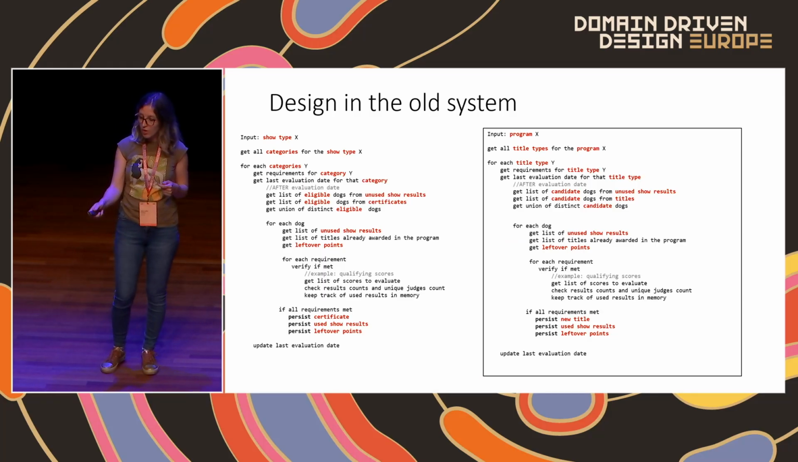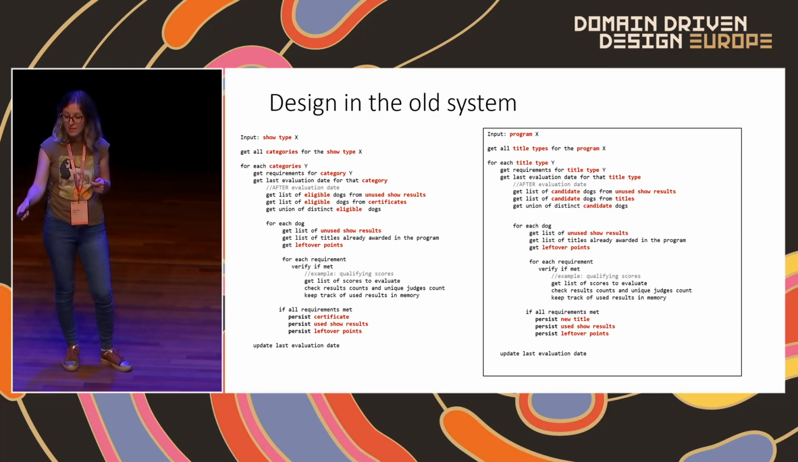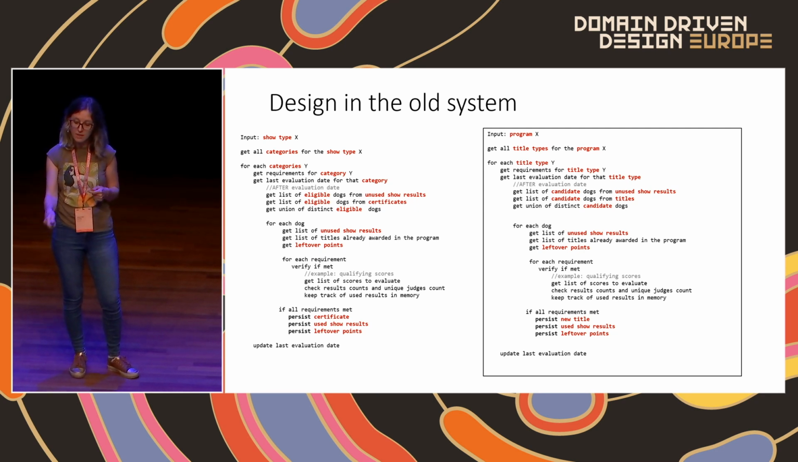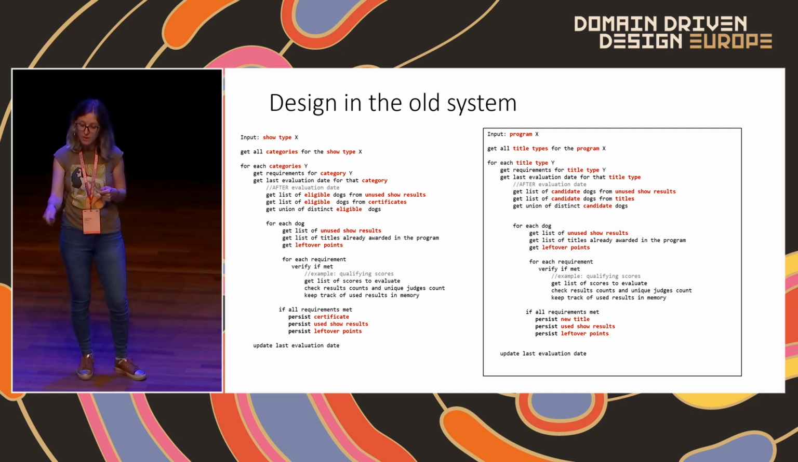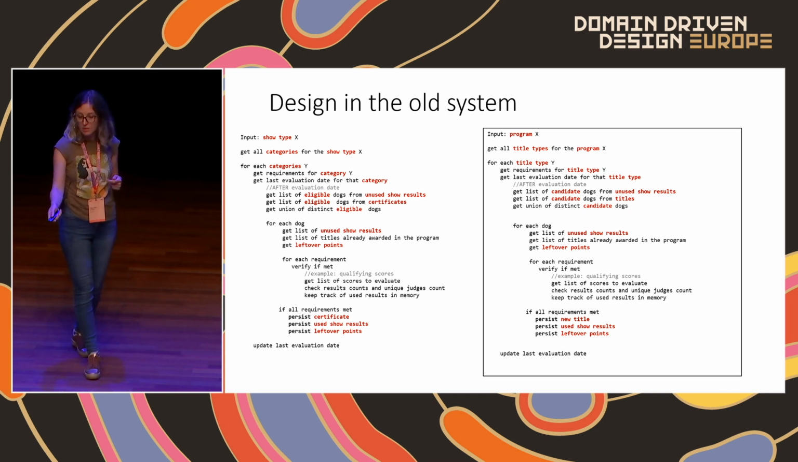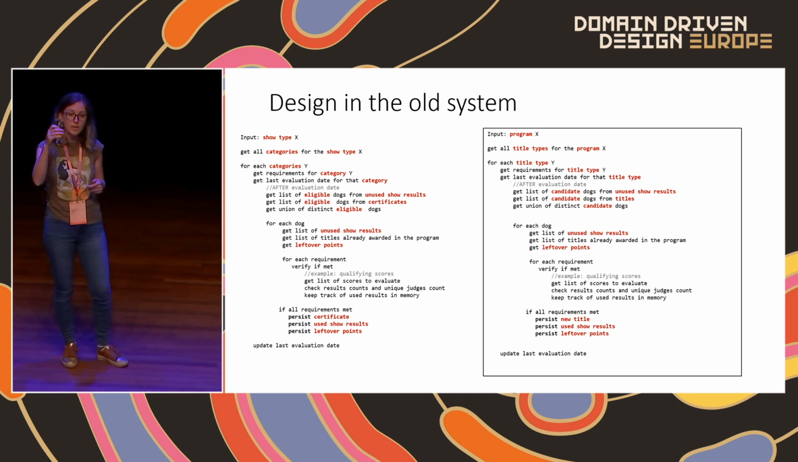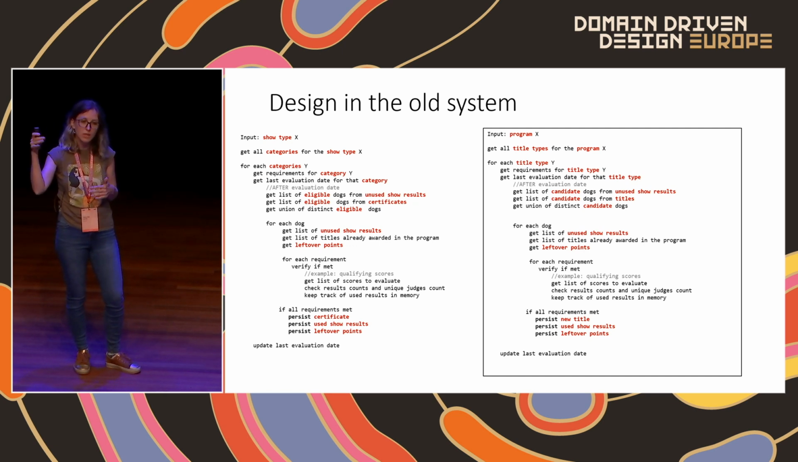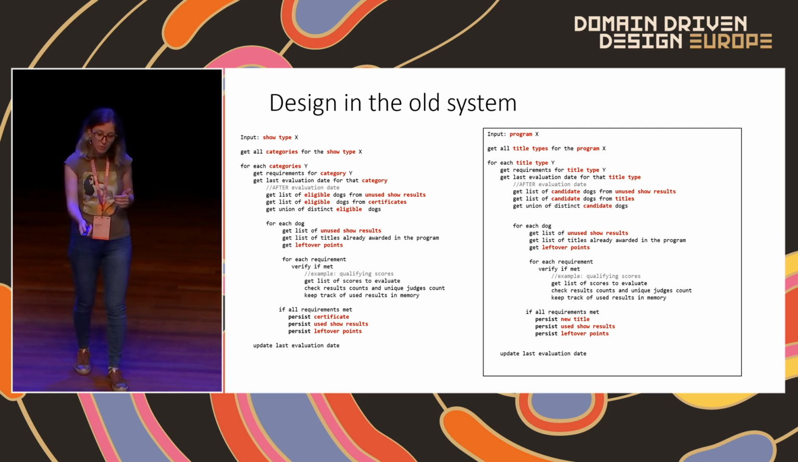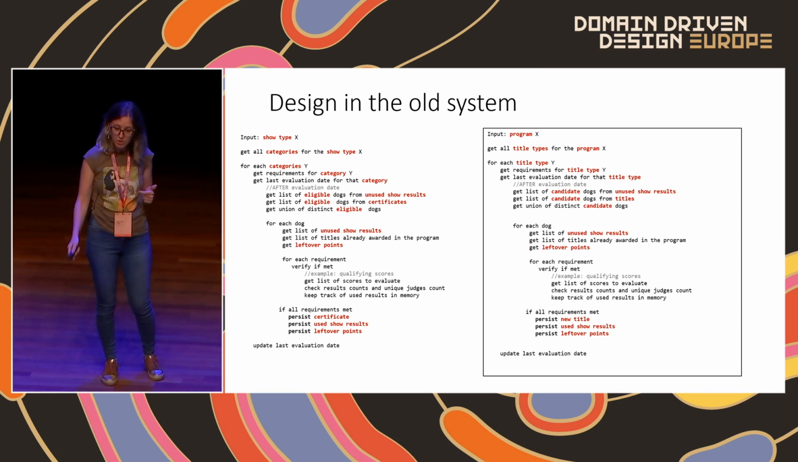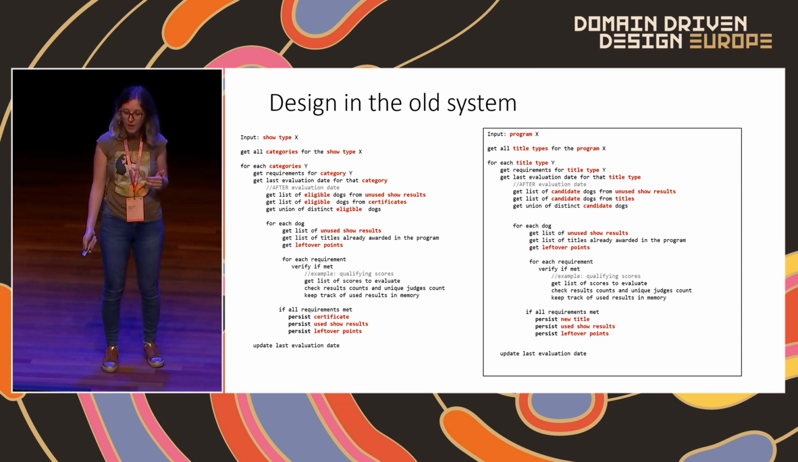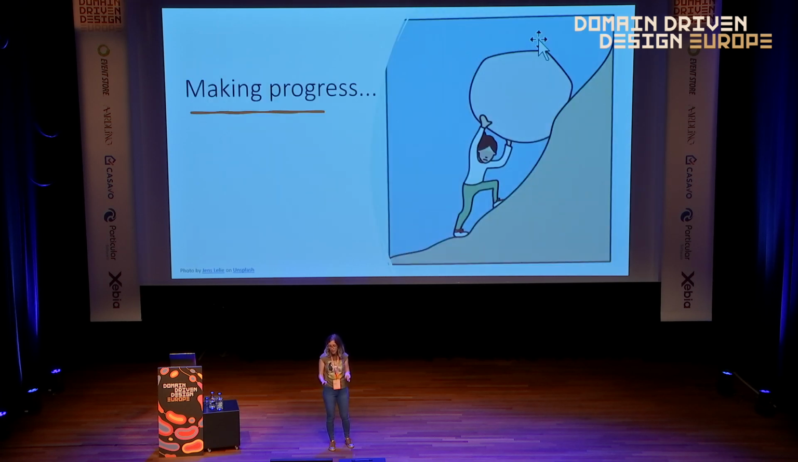And then for each candidate dog, we would get list of their unused show results, titles they already got, and leftover points, and verify the requirements. If they were met, then we would just persist the new title, mark some show results as used, so next time we calculate, they are excluded. And if there were any leftover points, we would also persist that information and move on to the next title. So it wasn't easy to figure out how to tweak some of those rules and address the things that we knew weren't working in the code we inherited.